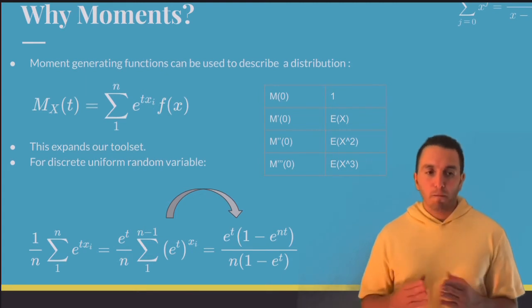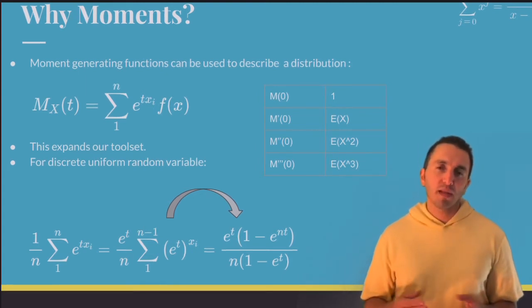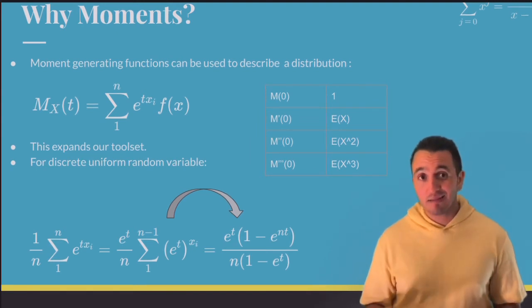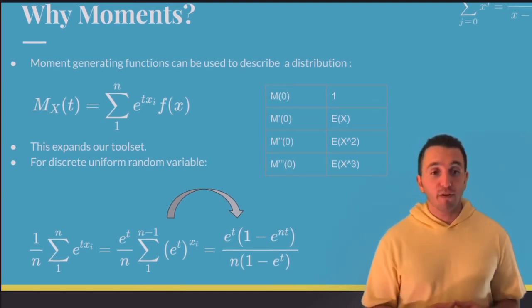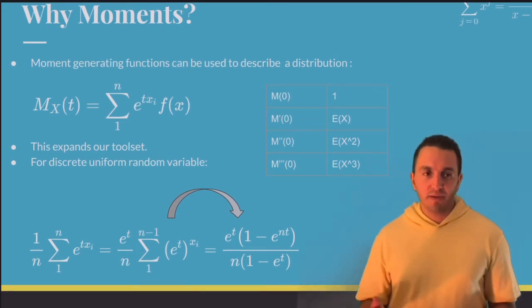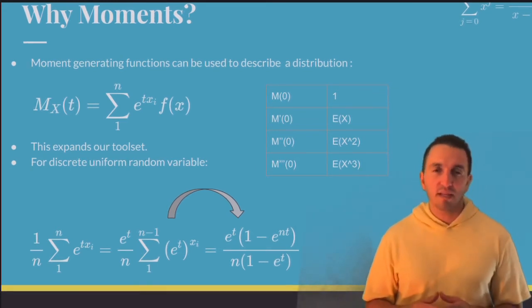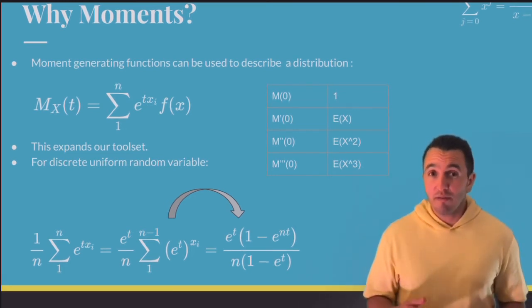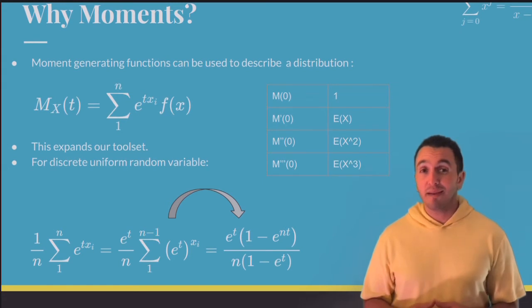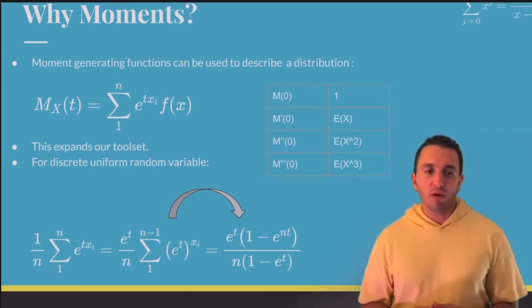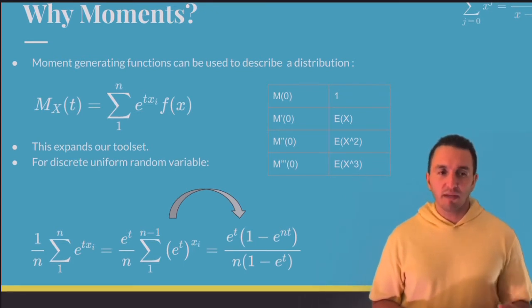So real quick, it's not always super easy to calculate the moment generating function. In the case of the discrete uniform random variable, it actually is. So here we see how we do this. One nice thing about the discrete uniform random variable is you can just pull out the 1 over n, because the probability does not depend on the sum. So we pull that out, and then we see that we have the sum of e to the t xi.